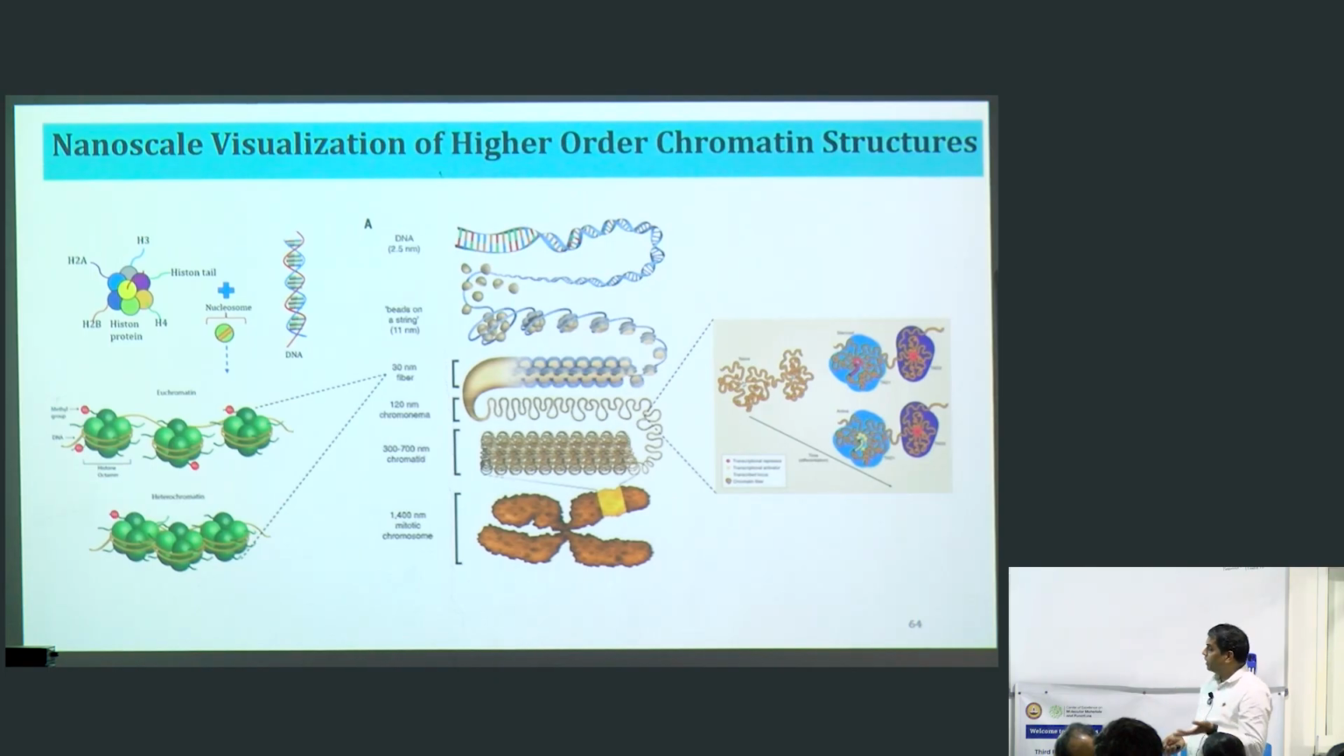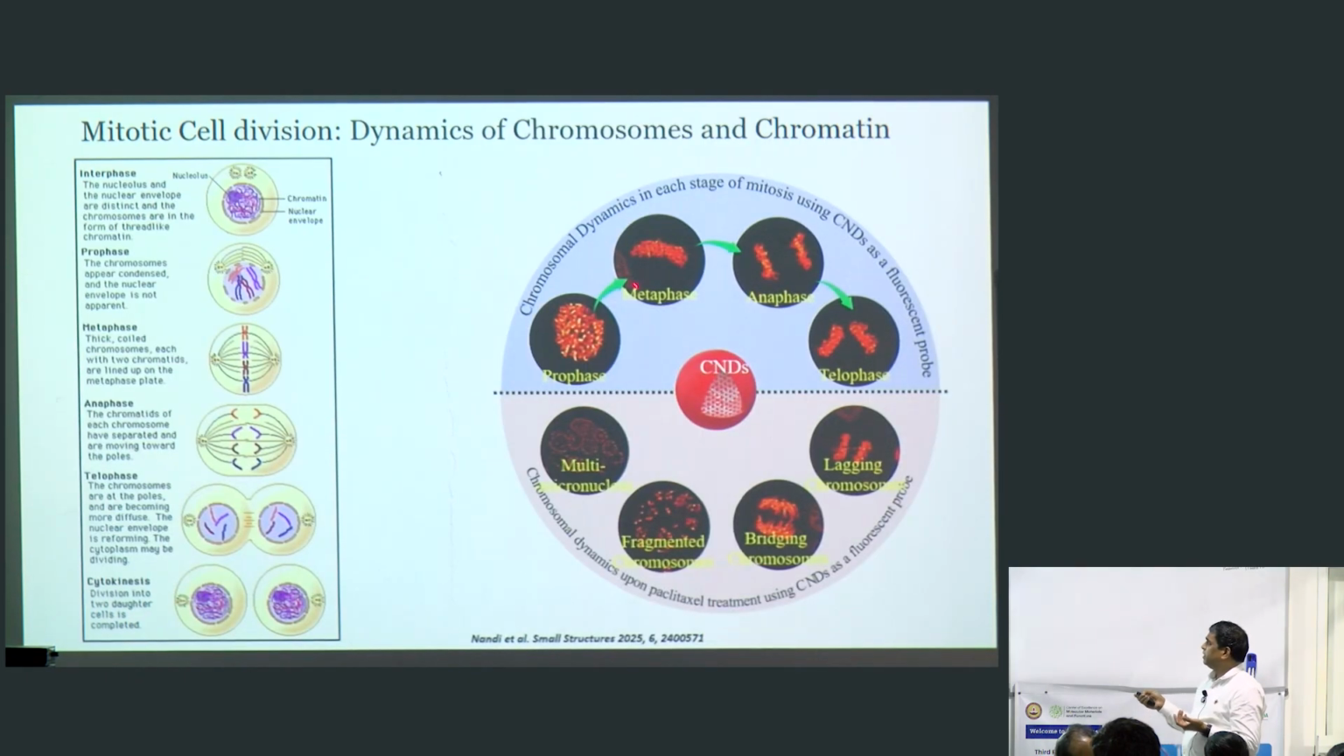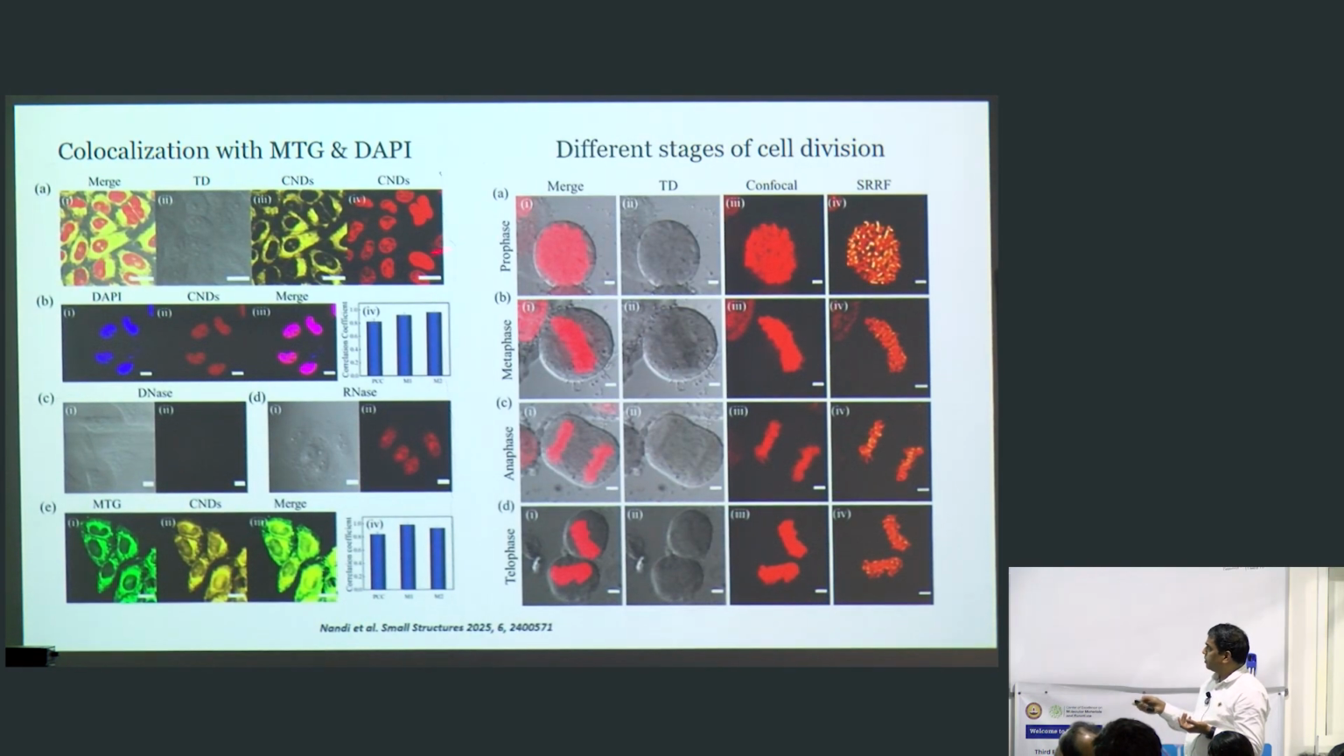In that case, carbon dot again was manipulated by simple click chemistry so that it can stain the DNA or the chromatin inside the nucleus. And then we studied cell division, which is mitotic cell division. Schematically it is here, starting from this phase to finally this phase, and you can see we have done all these images very nicely in a cellular environment. You can see the images also.